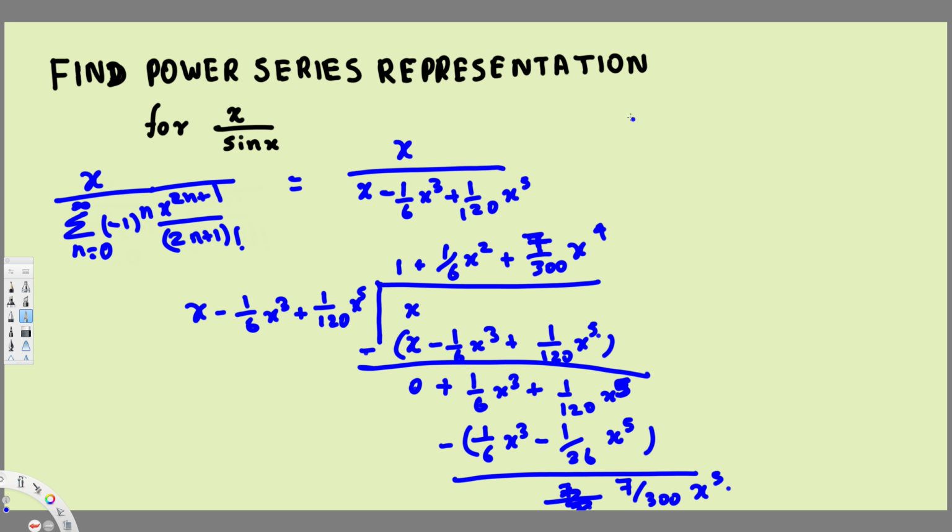So we know that x over sin x is going to be equal to 1 plus 1 over 6 x squared plus 7 over 300 x to the power 4, and that's going to be the final answer. And that's how we find the power series representation for these kinds of questions.